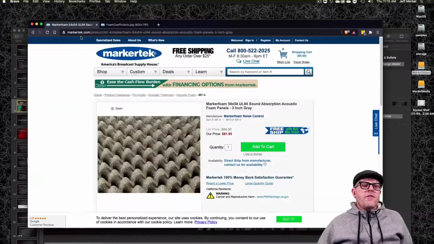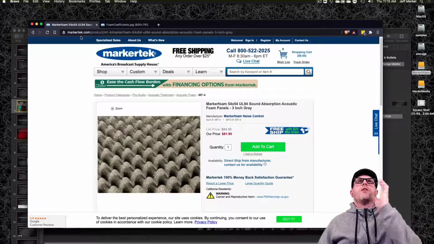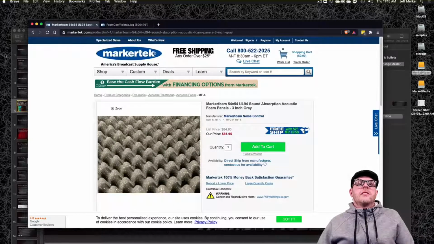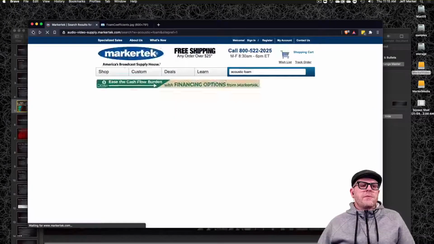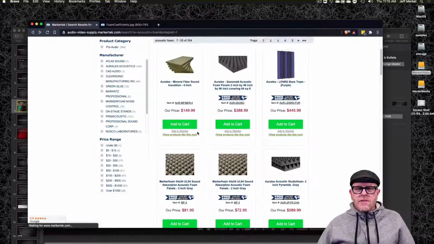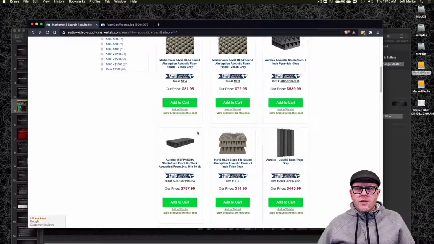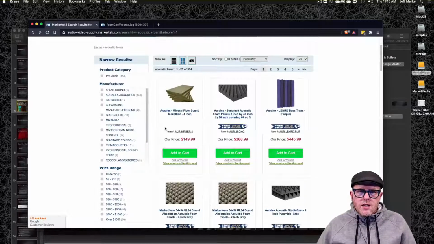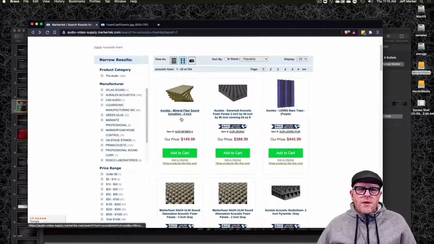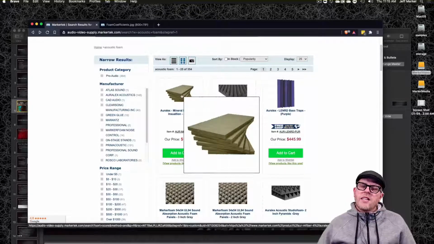So anyway, you can get on Amazon, you can get this foam all over the place. Let's see what else they have in here. I think they have some generic ones in here. Yeah. So Orlex mineral fiber. You can just use mineral fiber. I guess I really didn't talk about that.